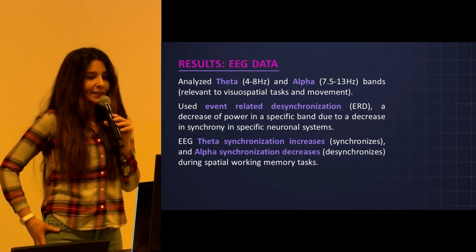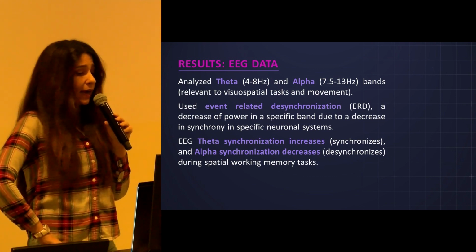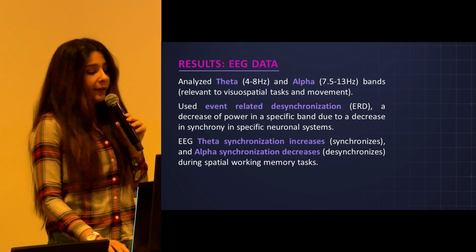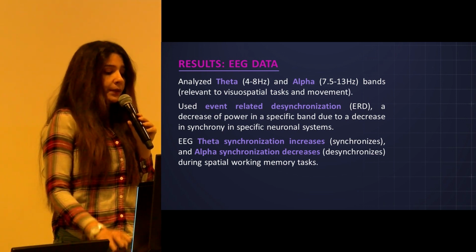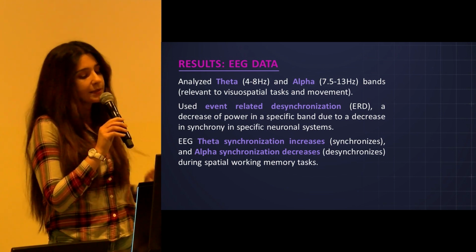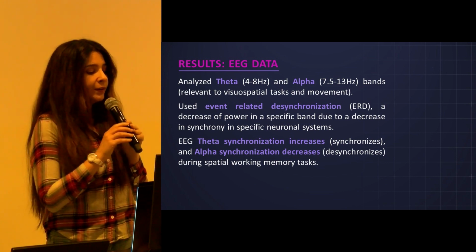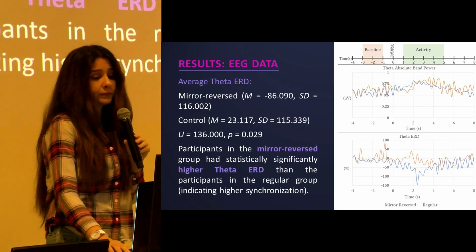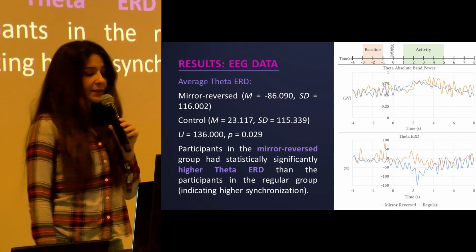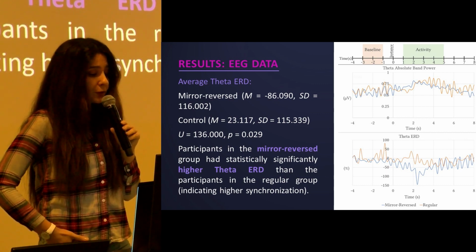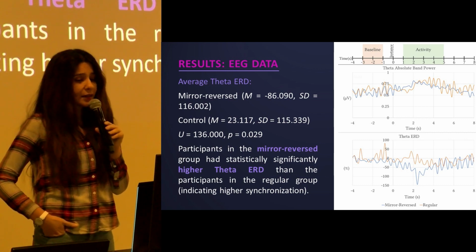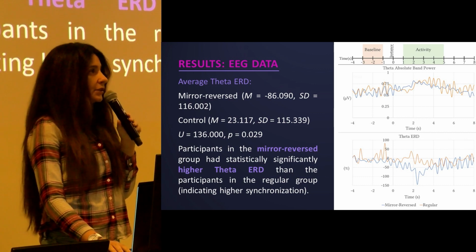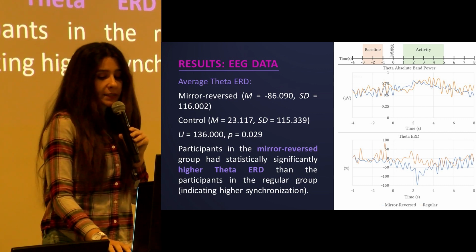Let's talk about the EEG results. Briefly, we analyzed theta and alpha bands because those are known to be related to spatial processing. And it's expected that theta synchronization increases and alpha synchronization decreases during spatial working memory tests from previous literature reviews. And in our experiments, our participants in the mirror reverse group had significantly higher theta ERD than the regular group, which indicated higher synchronization, which was in alignment with previous expectations.